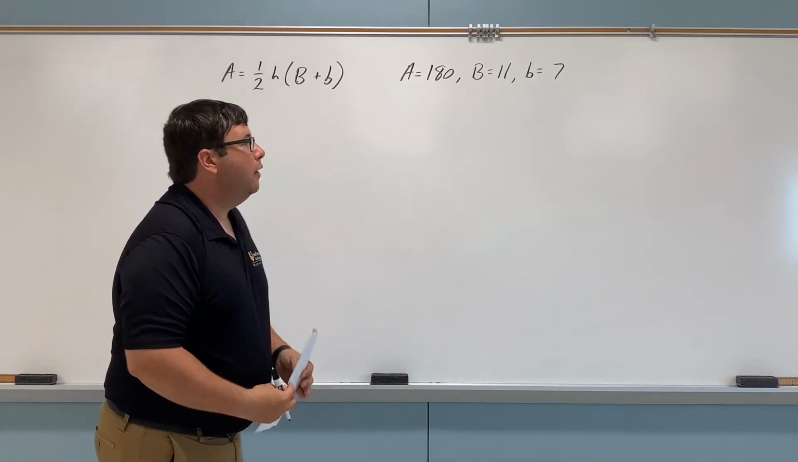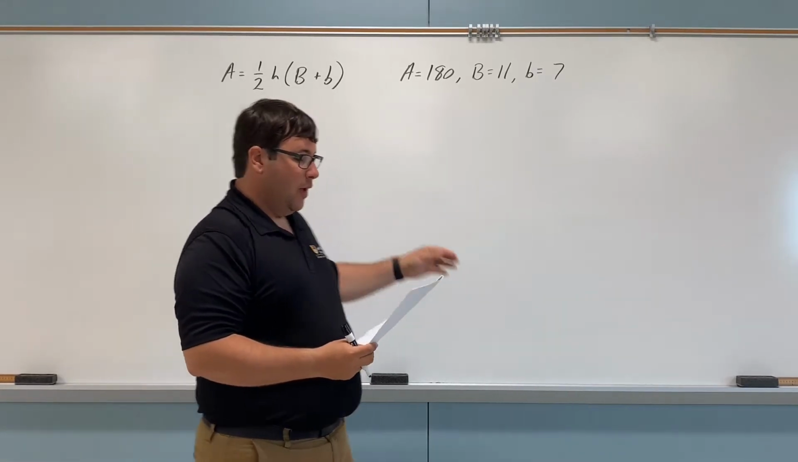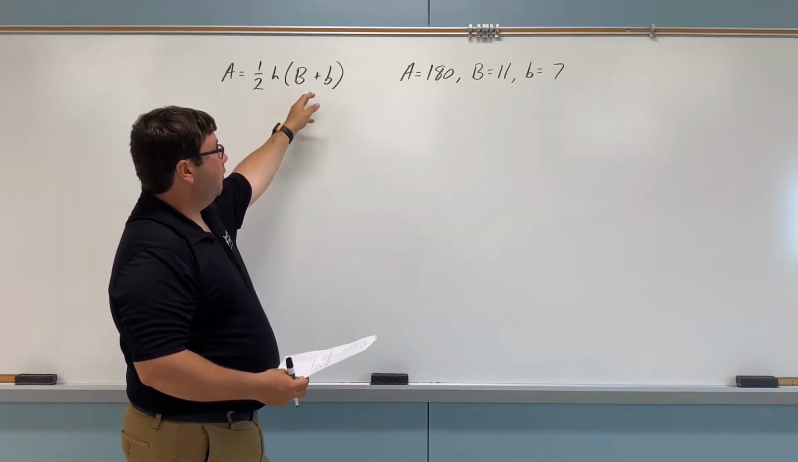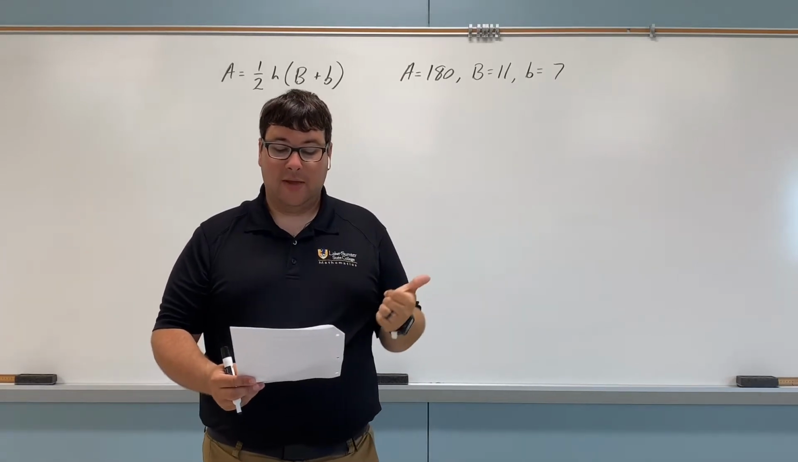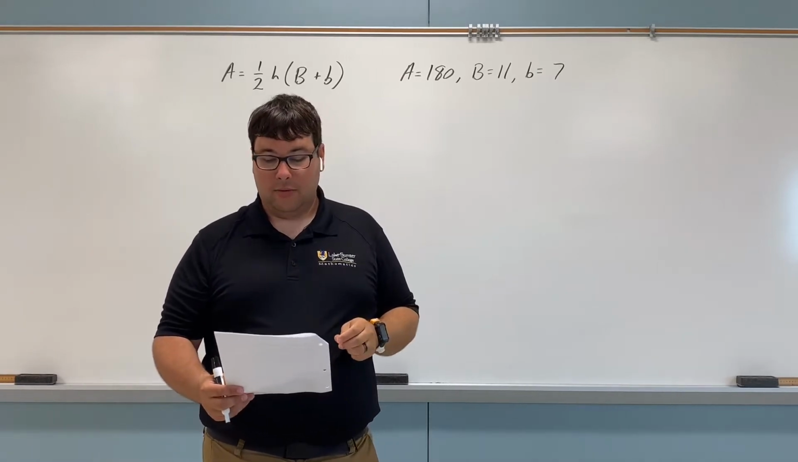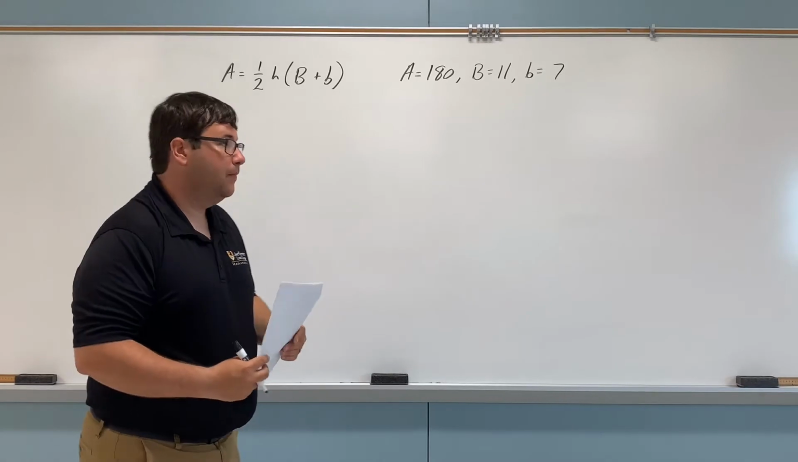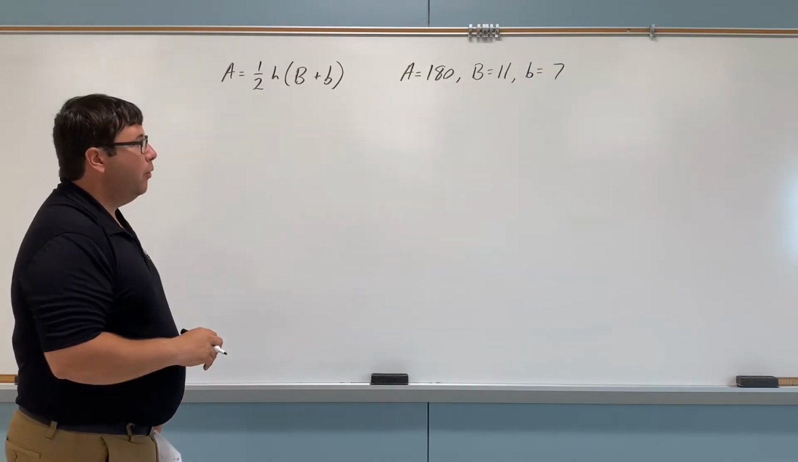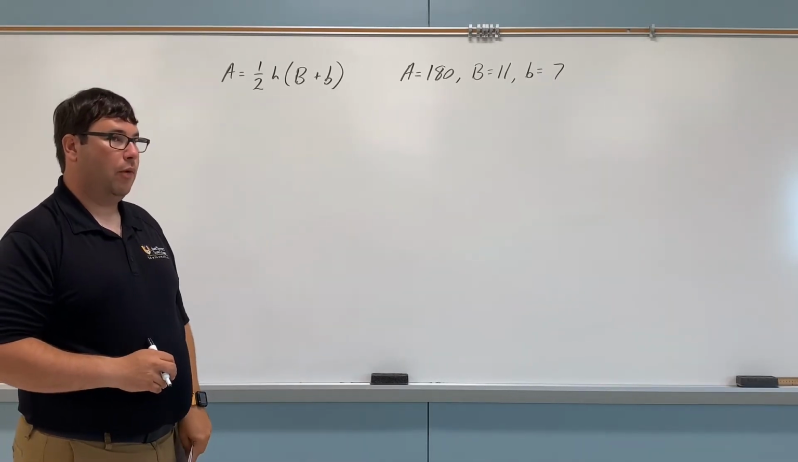So in this particular formula, following along in my notes, it says given A is equal to 1/2 h times the quantity of capital B plus lowercase b, and you know that A is equal to 180, capital B is equal to 11, and lowercase b is 7. Find h. There are a couple different ways you can approach this problem, but since we have the values, let's just plug those in and see what we get.